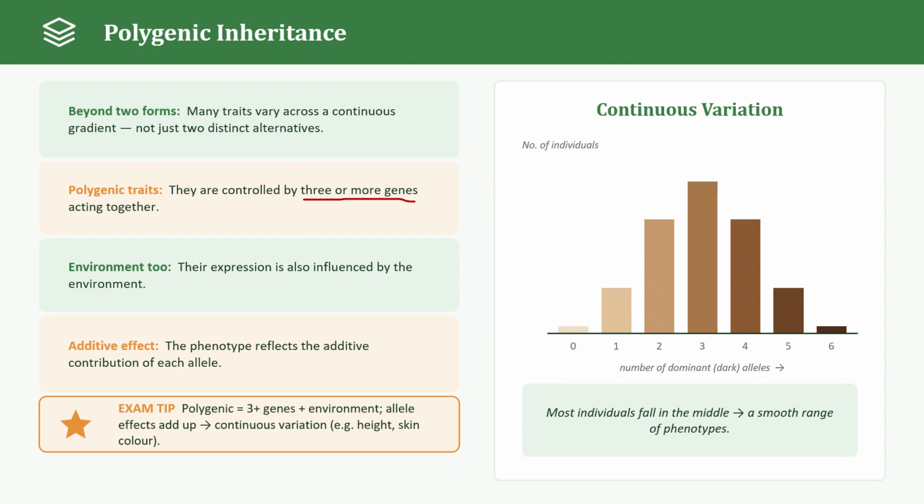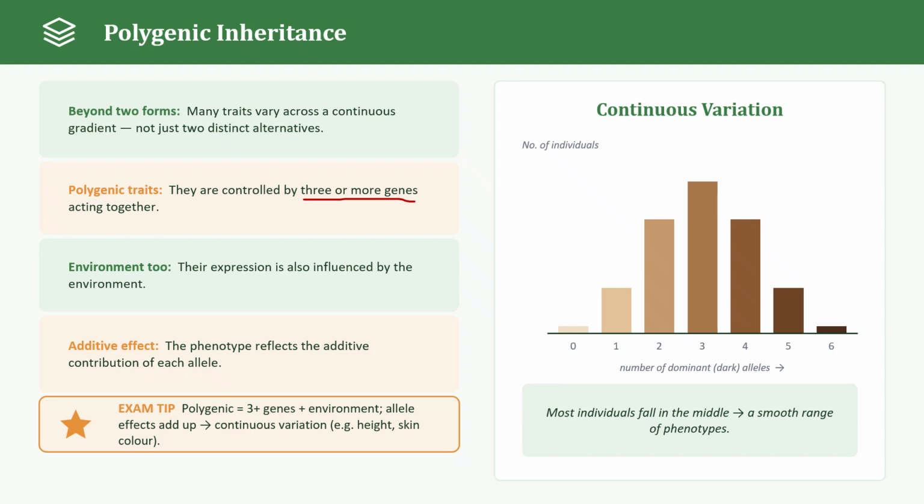In Mendelian traits, there were only two alternatives, such as tall and dwarf, right? Polygenic traits show gradual differences, not like Mendel's. For example, human height. It does not have only tall and short individuals. Instead, people have many different heights, ranging from very short to very tall.